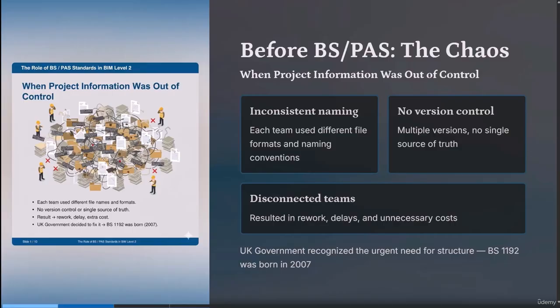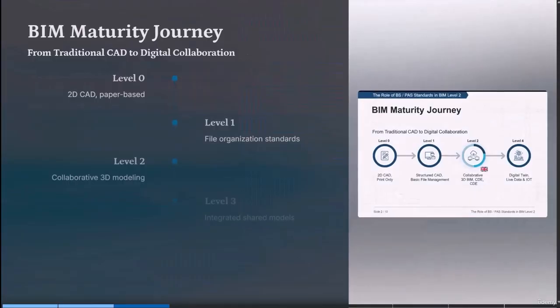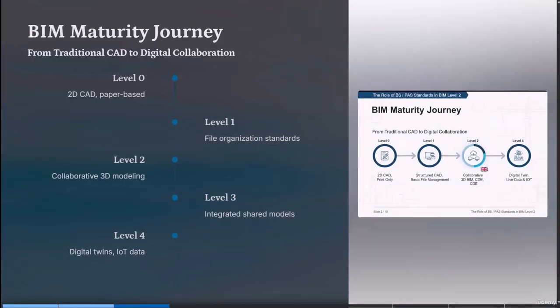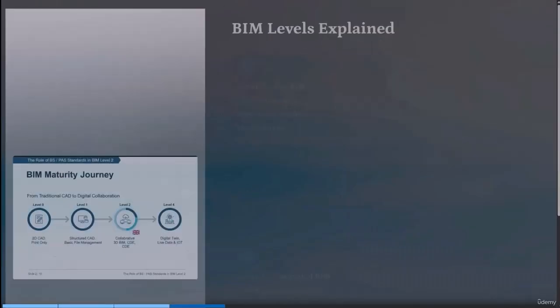If we want to dive into deeper details about BS and PAS, I want to talk about the BIM maturity journey from traditional CAD to digital collaboration. As mentioned before, BIM is not only a tool or just software, but it can be considered as a digital maturity. I want to say that construction has moved from traditional CAD to digital and modernized collaboration. And as you can see, we show this with BIM maturity levels.